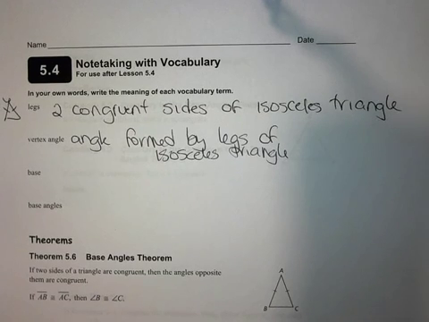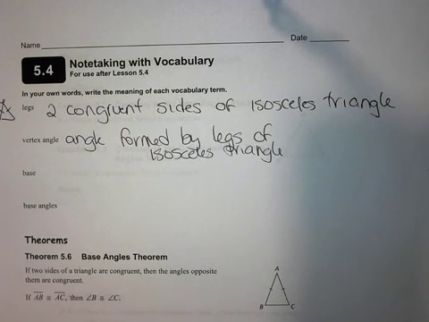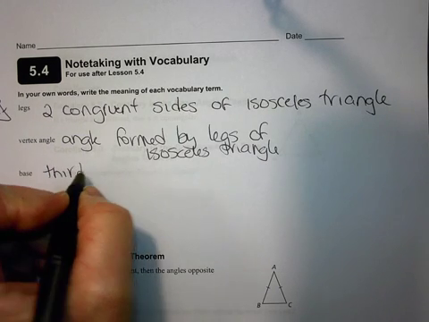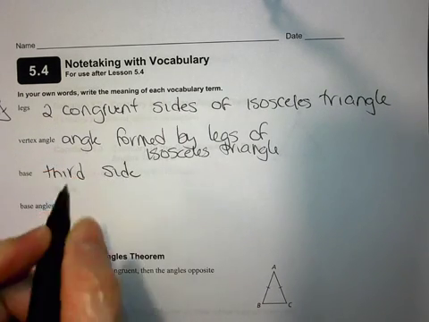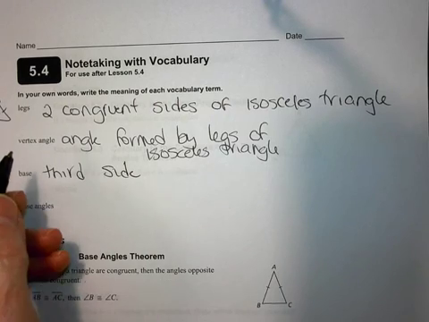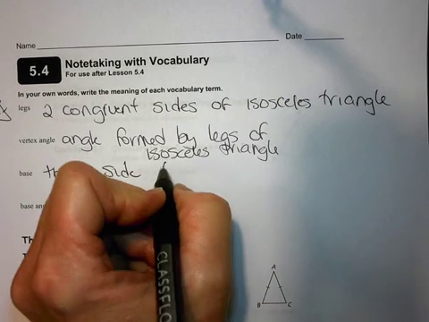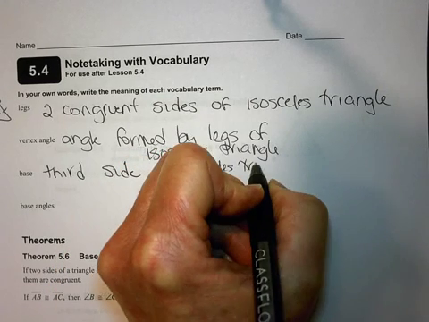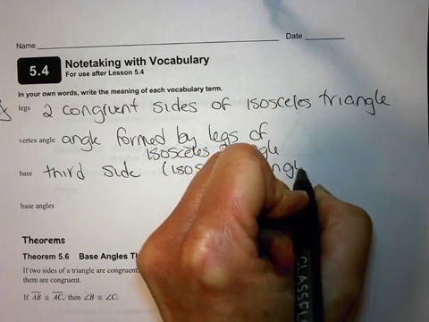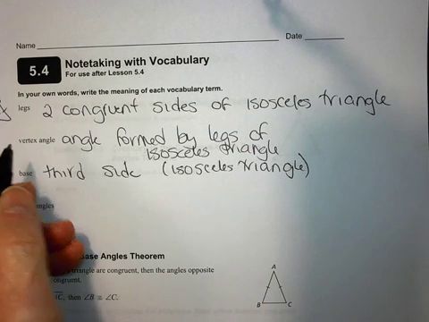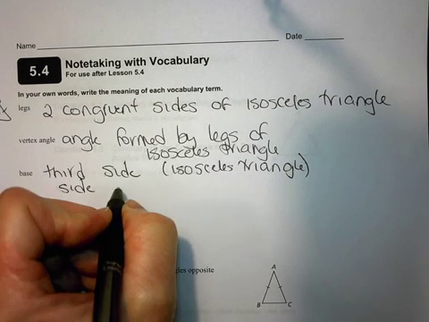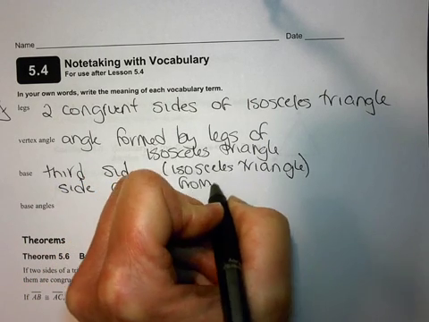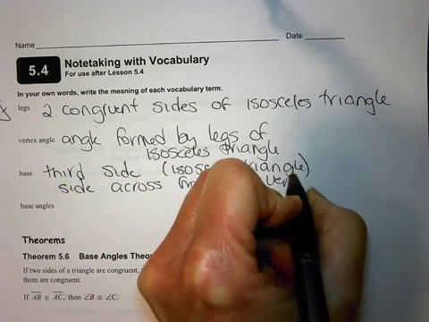Oops, I just wanted to make that a little bit bigger. Okay, so the base is the third side, so the remaining side on the isosceles triangle. And it is the side across from the vertex angle.